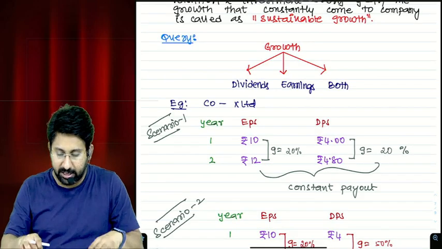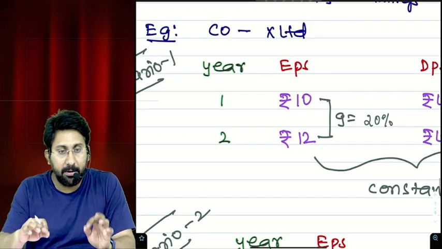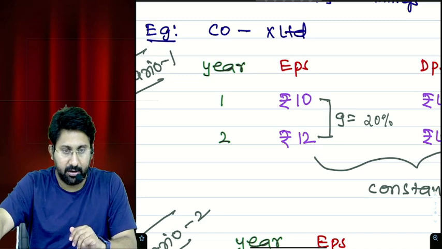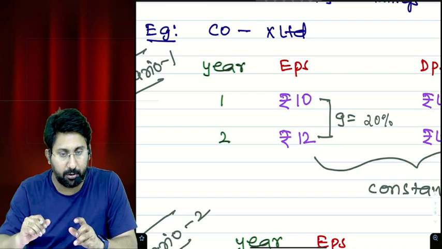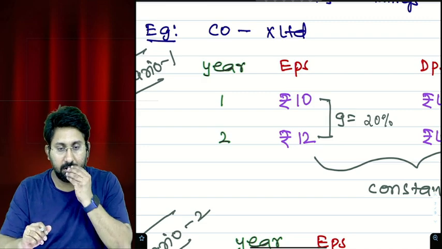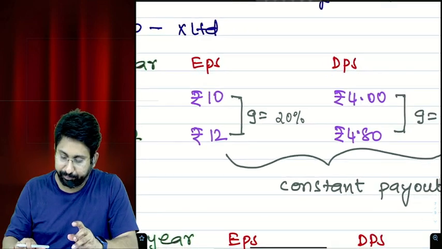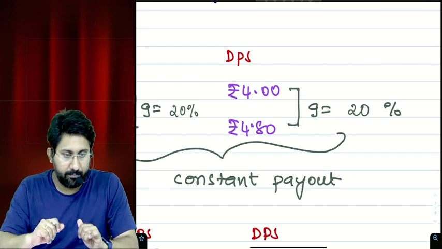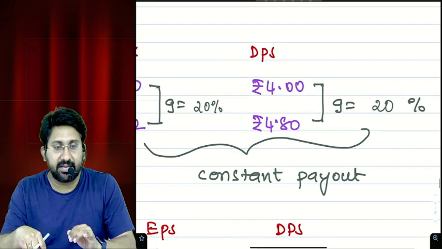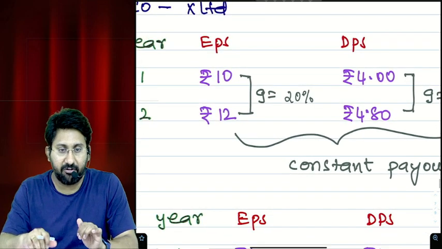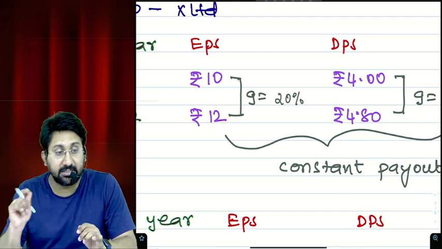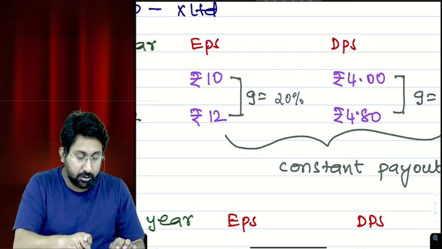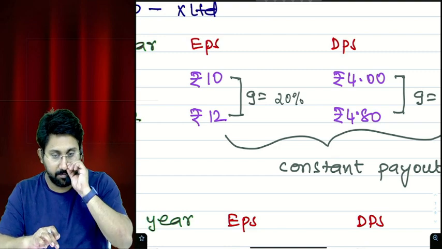If you see these numbers clearly, company X Limited in year 1 has an EPS of rupees 10. In year 2, the EPS has come up to 12. So what is the growth in EPS? The growth in EPS is 20%. DPS is 4, and next year it has increased to 4.8. Now listen carefully. EPS 10, DPS is 4, so 40% is the payout. EPS is 12, DPS is 4.8, so again 40% payout ratio is there.